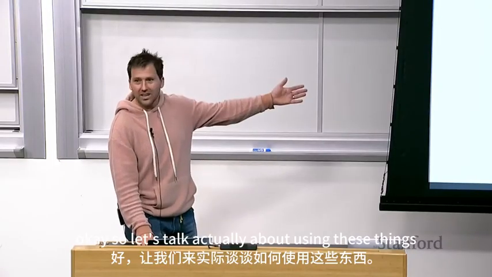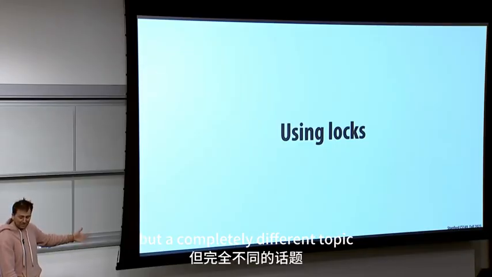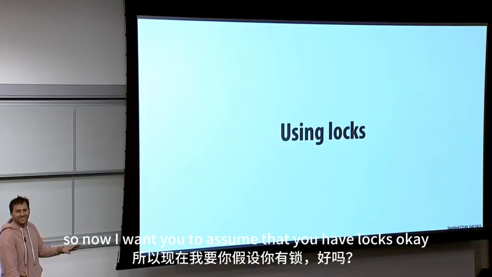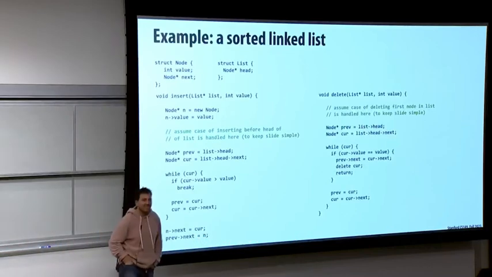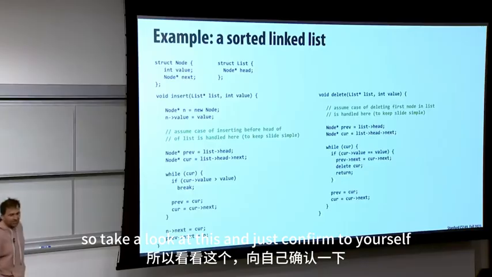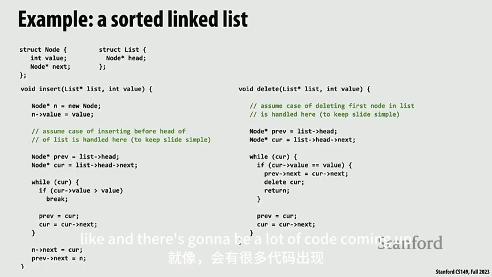Okay, so let's talk actually about using these things, which is equally complex, but a completely different topic. So now I want you to assume that you have locks, okay? And here's a linked list. Take a look at this and just confirm to yourself, and there's going to be a lot of code coming up, that this is in fact your run-of-the-mill job interview linked list, which has insert and delete. I'm not even handling the edge cases of inserting at the front of the list just to keep the slide simple.